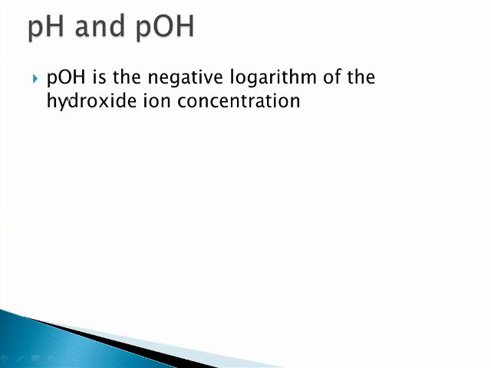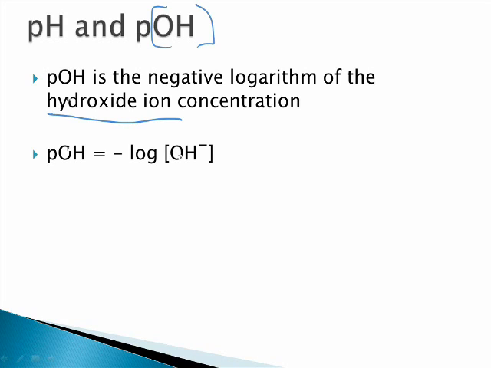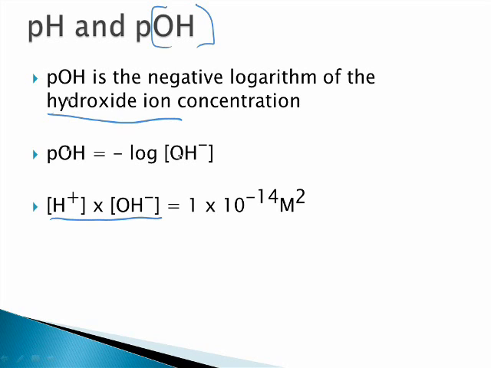pOH is the negative logarithm of the hydroxide ion concentration. pOH is the same thing as pH, but for the hydroxide ion concentration. It's minus the log of OH. So it's basically the same system as finding the concentration of hydrogen. So remember that the product of the concentrations of these two will equal 10 to the minus 14. And if we add the pH and the pOH, we will get 14.